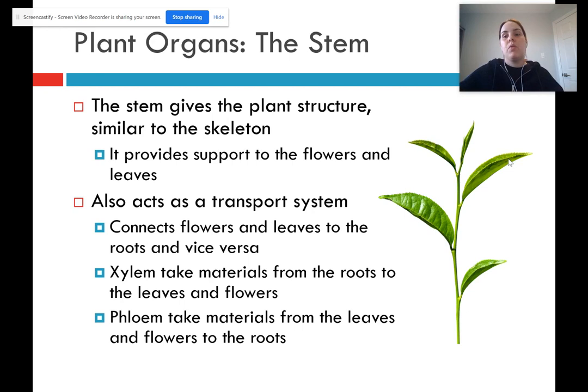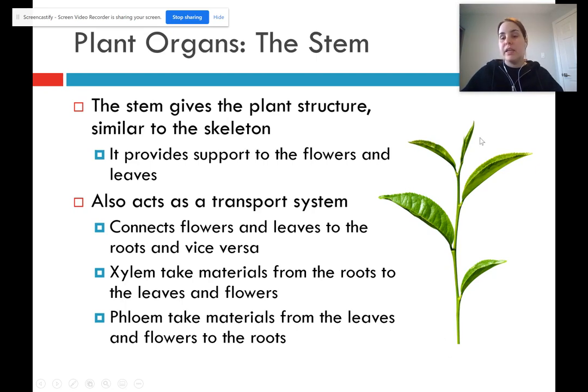So we're going to talk about four major plant organs. First one we're going to talk about is the stem. Now, the stem gives the plant structure. So it's very similar to what our skeleton does. Okay, it provides support to the flowers and leaves and everything that's going to be above the earth in the plant. And it also can act like a transport system.